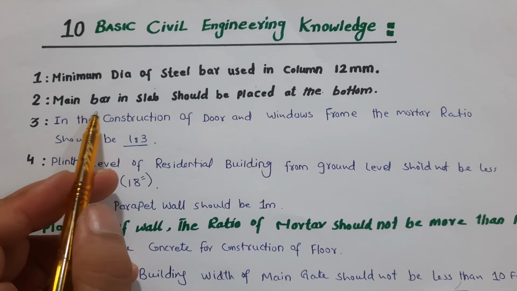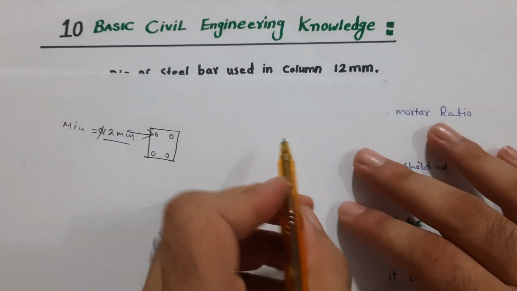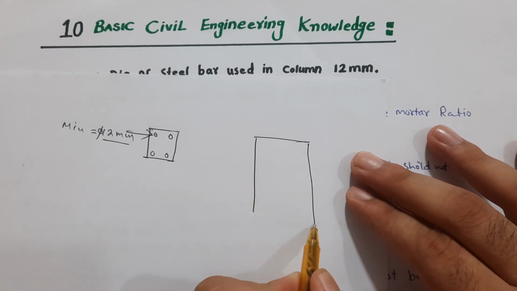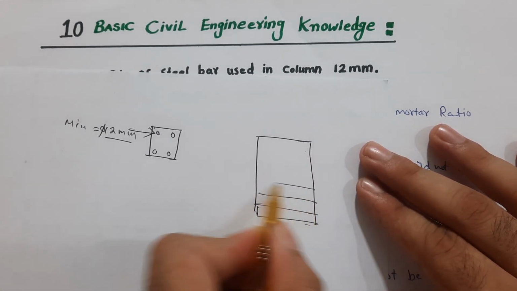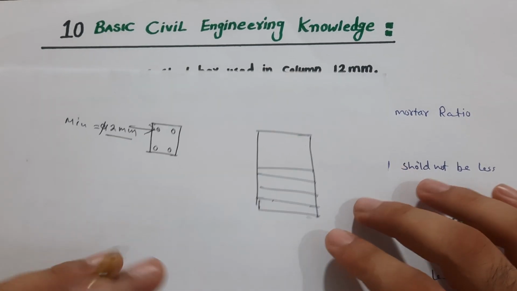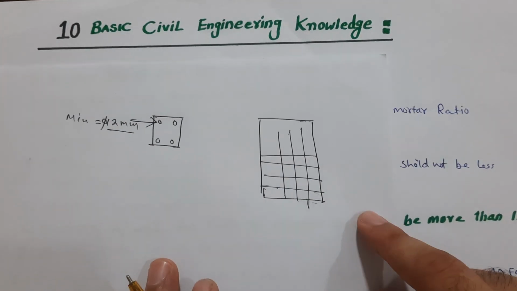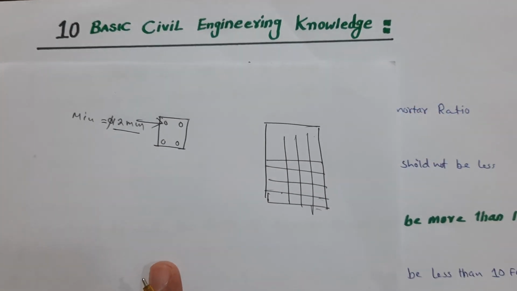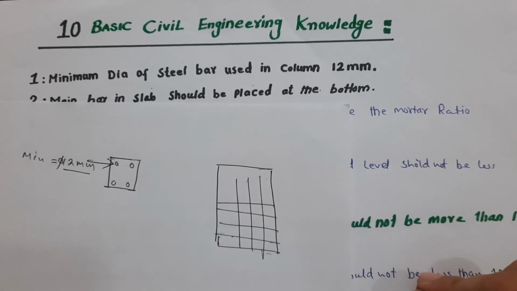The next one is that main bars in a slab should be placed at the bottom. How? Suppose this is an RCC slab, and here I am placing main bars. These are, guys, main bars. So the main bars should be provided at the bottom. Don't provide distribution bars first. This is a distribution bar. First of all, the main bars should be placed. On the top of this, you should provide distribution bars, because main bars can support the distribution bars' load.